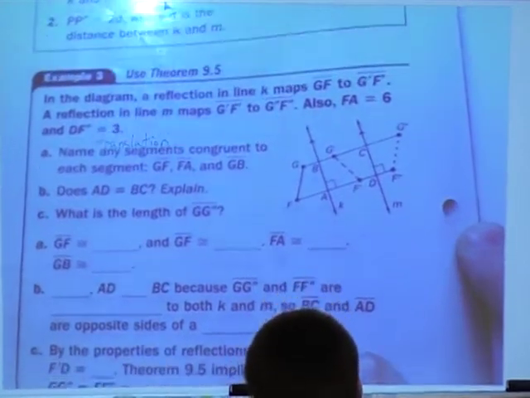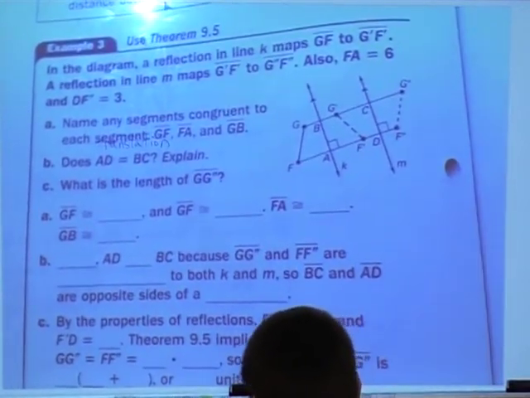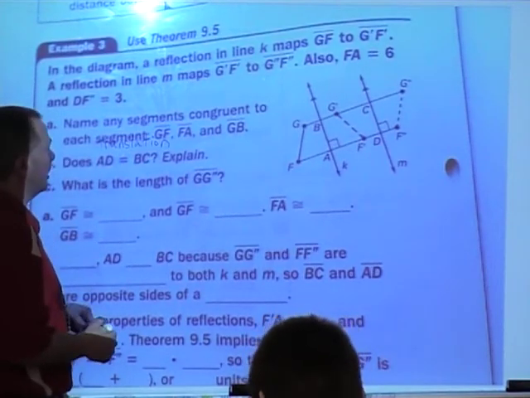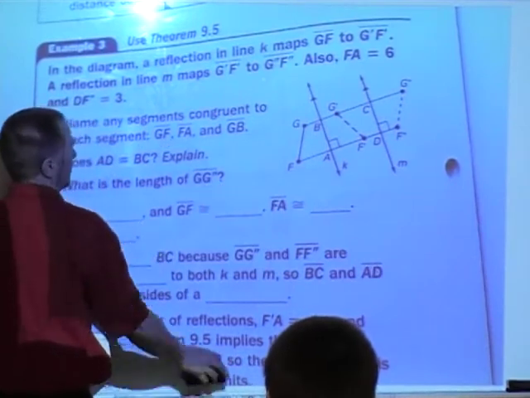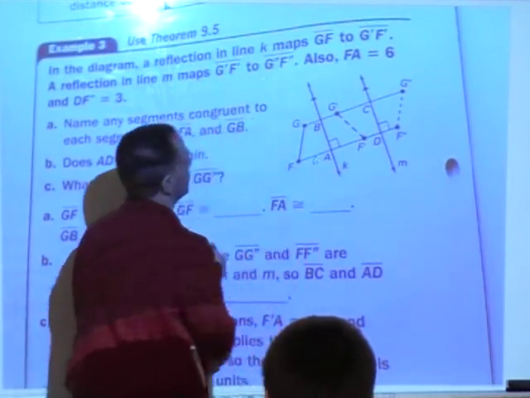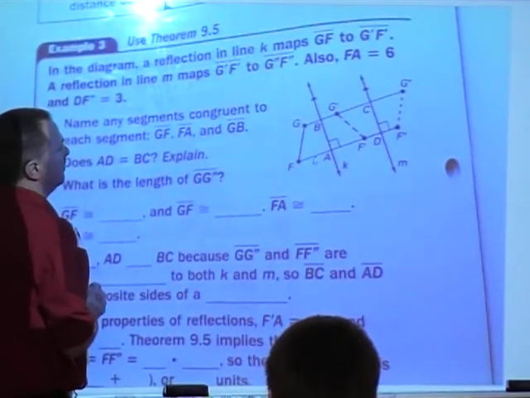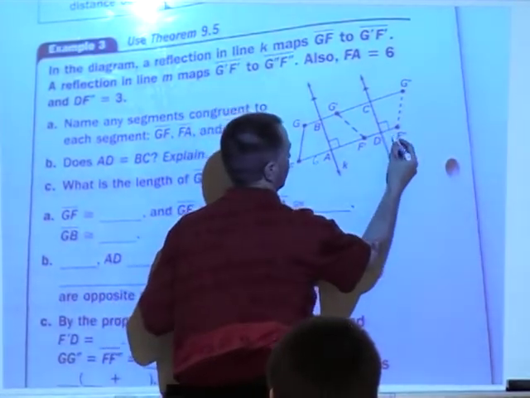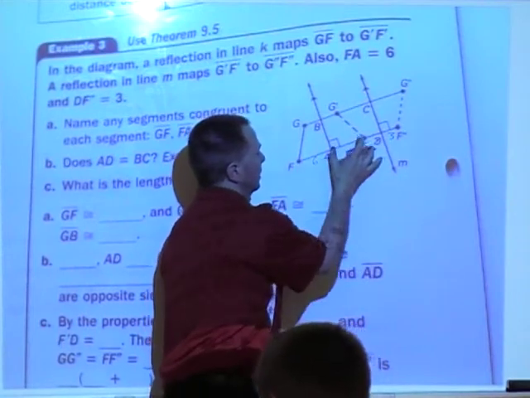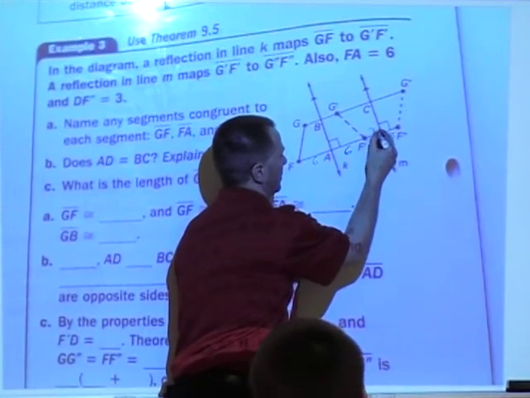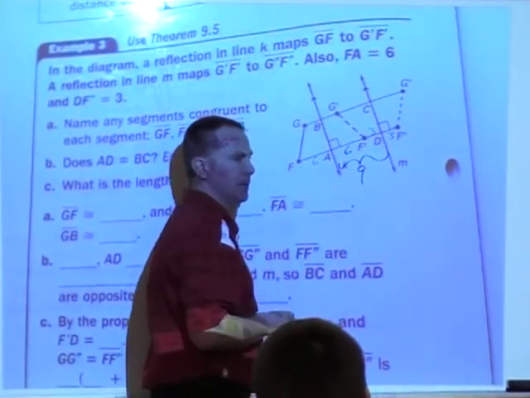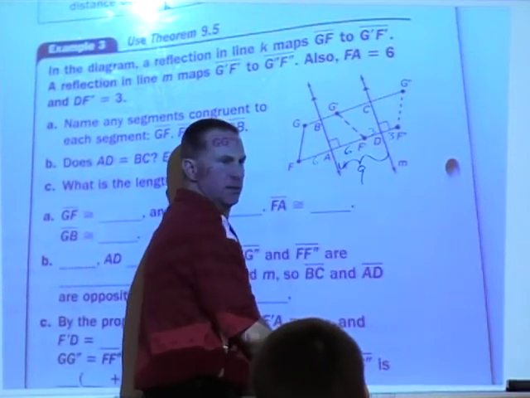We're just going to do the example. I'm not going to fill in those lines. I'm just going to talk about it. In the diagram, a reflection in line K maps GF to G prime F prime, and then a reflection in the line M maps G prime F prime to G double prime F double prime. FA is 6. DF double prime is 3. So here's D to F double prime is 3. So again, just by what I just told you, this is 6 and this is 3. This distance between the two parallel lines is 9. If you add all those up, you get 18, which is twice that distance.